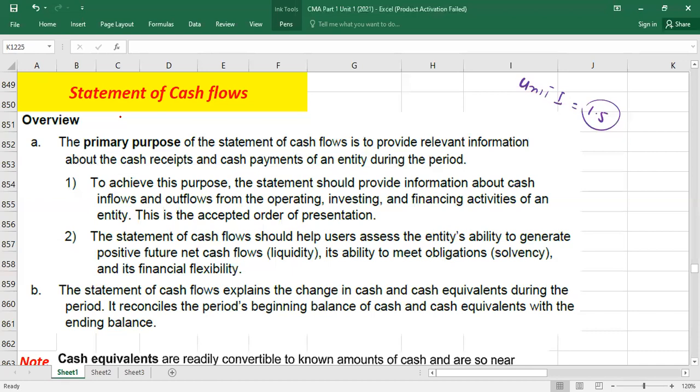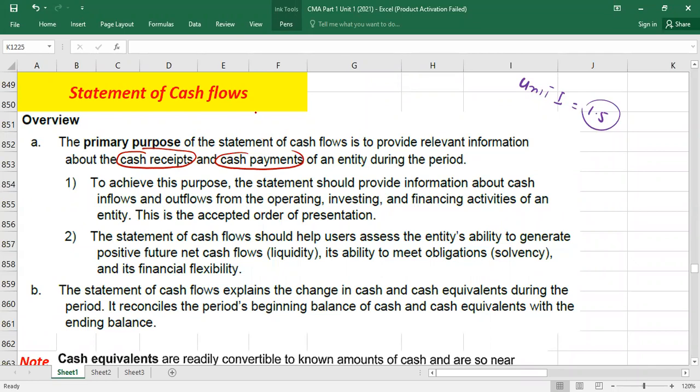So first of all, we have to understand what is the cash flow statement and what is the purpose of statement of cash flows. Actually, statement of cash flows is one of the components of financial statements, and it always provides the information about cash receipts and cash payments during the period, like how much cash you have received or how much payments you have made. So this is the statement of cash flows.